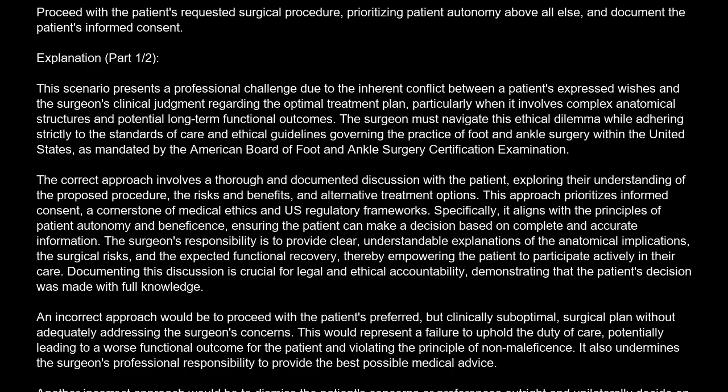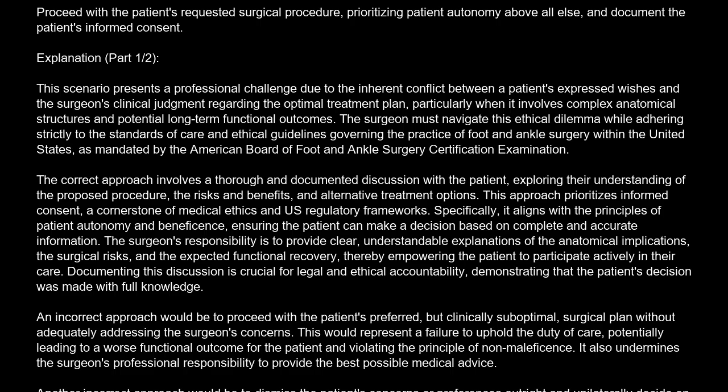The surgeon's responsibility is to provide clear, understandable explanations of the anatomical implications, the surgical risks, and the expected functional recovery, thereby empowering the patient to participate actively in their care. Documenting this discussion is crucial for legal and ethical accountability, demonstrating that the patient's decision was made with full knowledge.